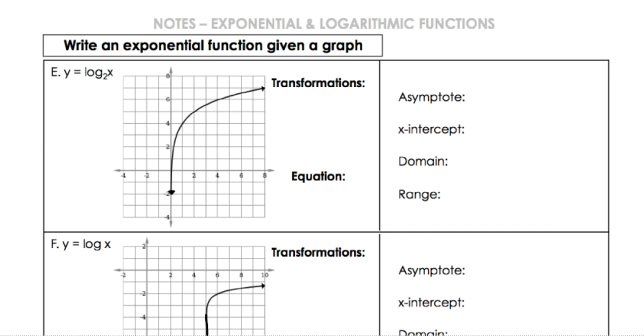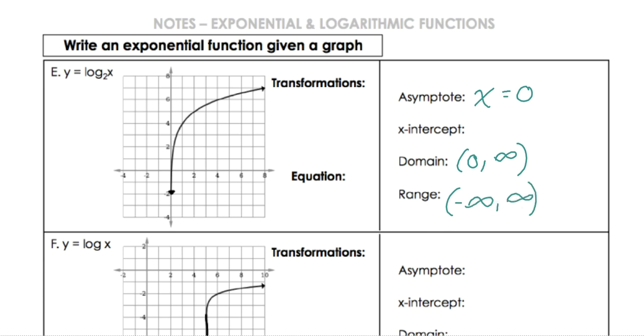All right, we are going to write the function given the parent function and a graph, so we can start to see what's going on from the graph, and then based on the parent function, what we need to write. When I look at this function, it looks like the asymptote is still at 0. So I know that my transformations don't have any horizontal translations. That asymptote is still at 0. That means my domain is still 0 to infinity, and my range is negative infinity to positive infinity.